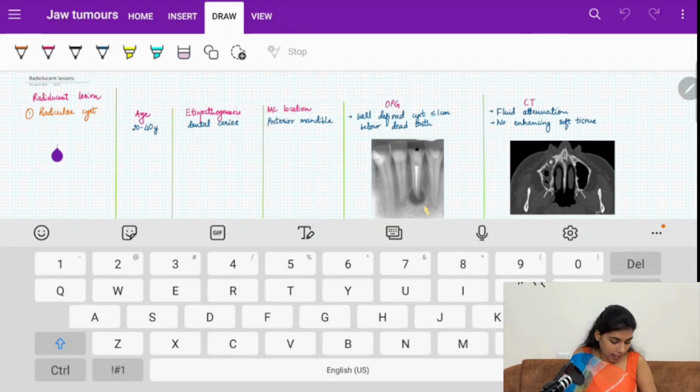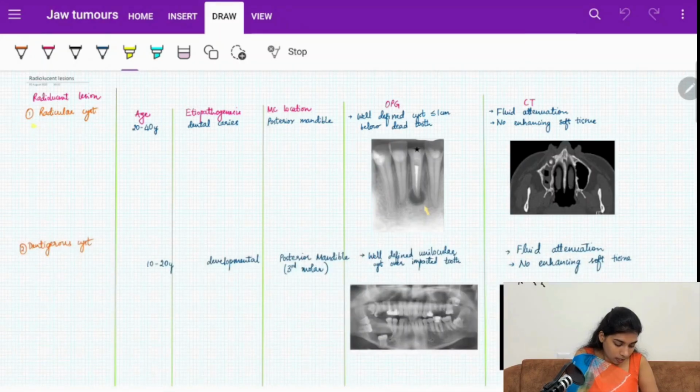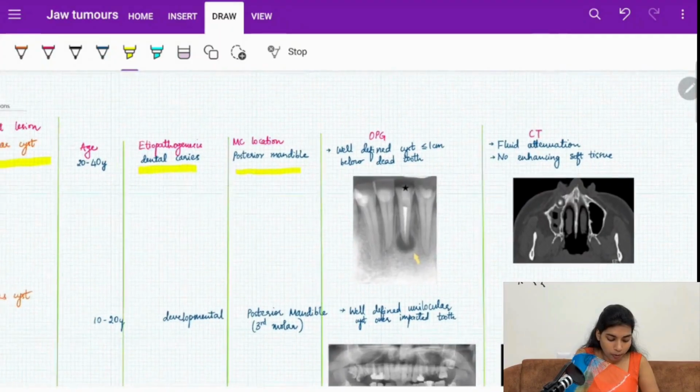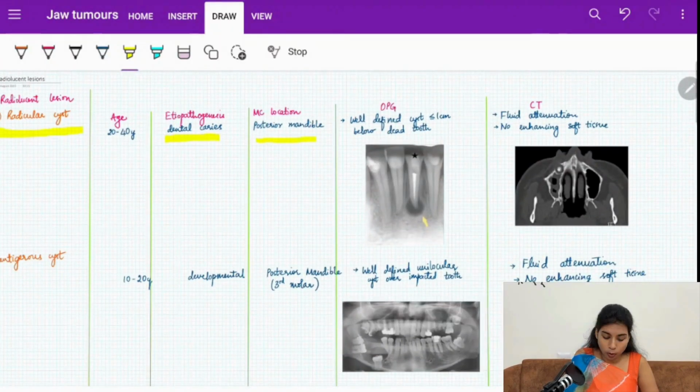Starting with the radicular cyst. The radicular cyst is typically seen between the age of 20 to 40 years, and it is associated with dental caries, and it is most commonly located in the posterior mandible. On OPG, we already know that it is a radiolucent lesion, right? And it is odontogenic. It is going to have well-defined margins.